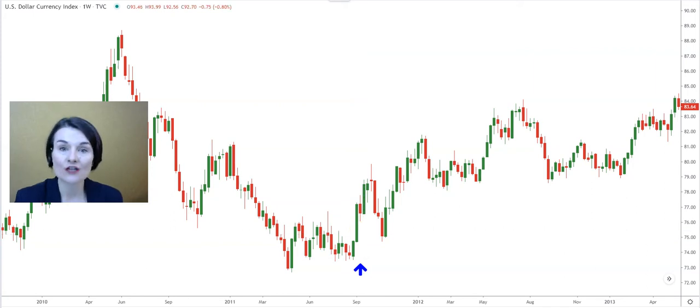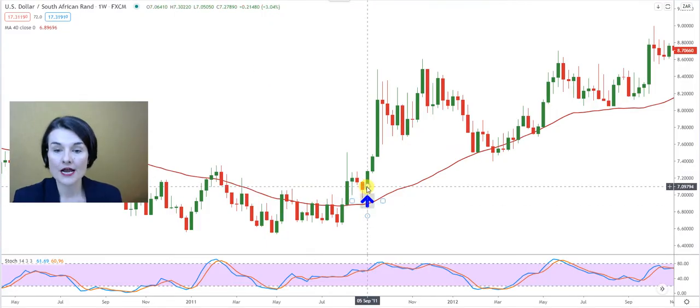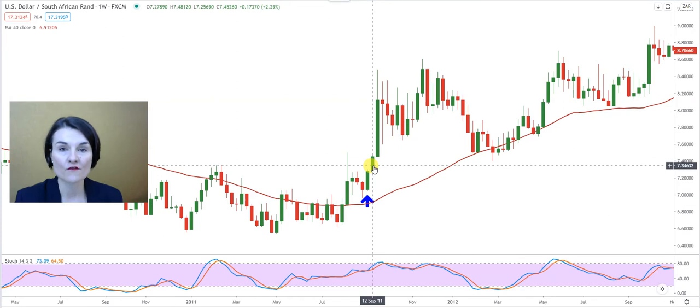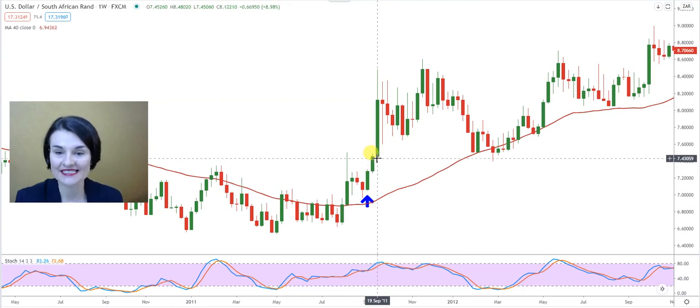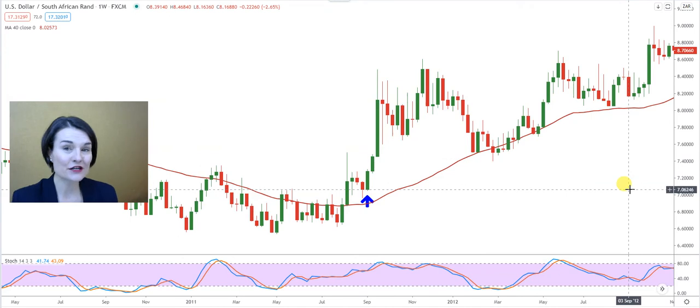What was the impact on the rand? In the week of the 5th of September, the rand weakened 3.04%. The week of the 12th of September, it weakened 2.39%. And in that last week, it weakened 8.98%. So that is the relationship between the dollar, represented by the dollar index, and the gold price.